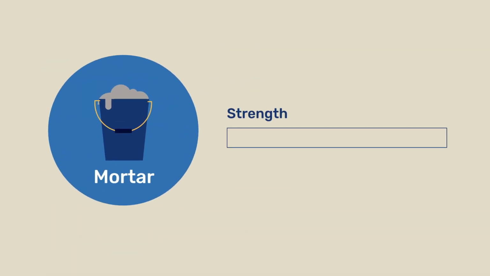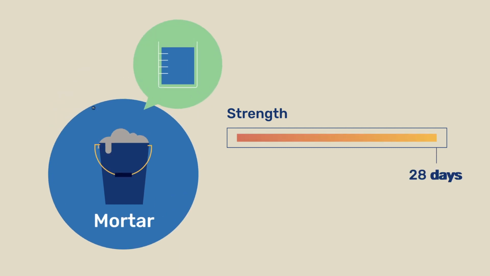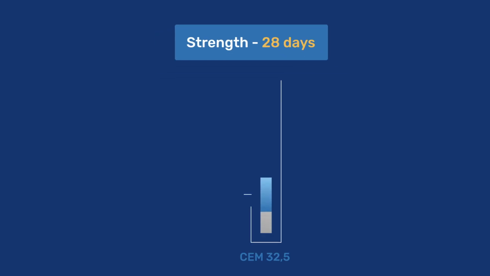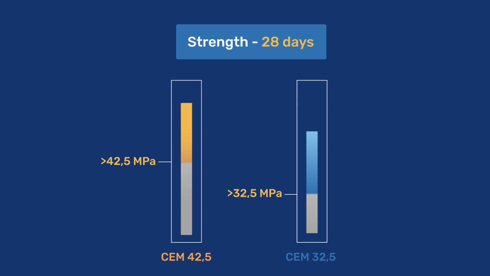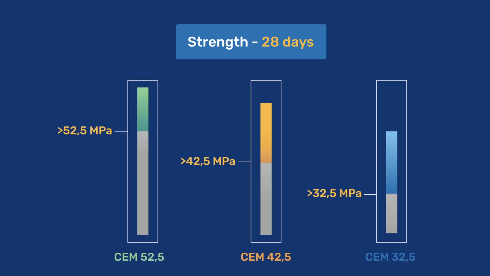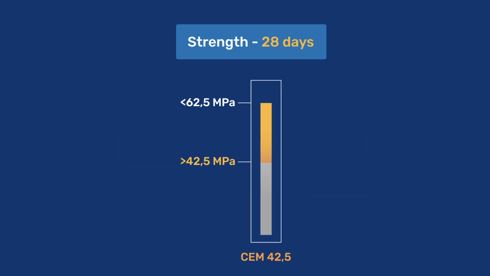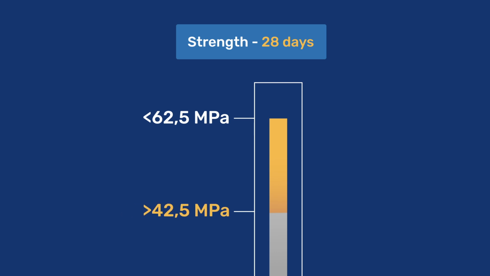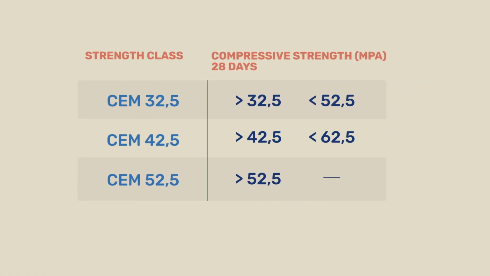The reference strength defines the minimal strength that a reference mortar reaches after 28 days with a prescribed water-to-cement ratio and cementitious material content. Values are 32.5, 42.5, and 52.5 megapascal. The first two strength classes also define a strength that must not be exceeded at 28 days. For example, a CEM 42.5 should have a strength of at least 42.5 megapascal at that time, but no more than 62.5 megapascal. These limits are summarized in this table.